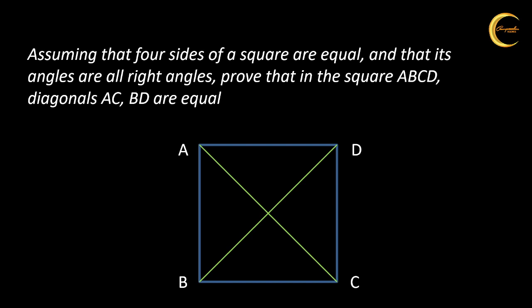That means angle BAD, angle ABC, angle BCD, and angle CDA are all 90 degrees, which means all angles are equal. We have to prove that the diagonal AC equals the diagonal BD. So let's see the proof.